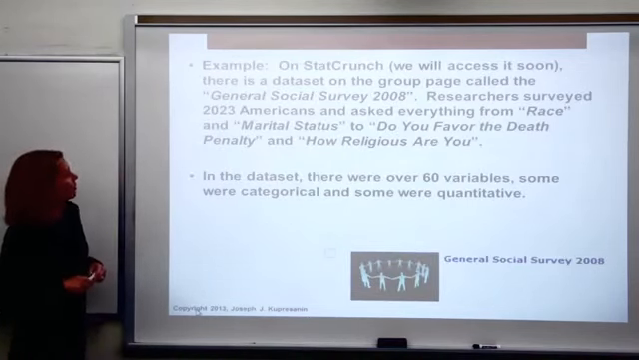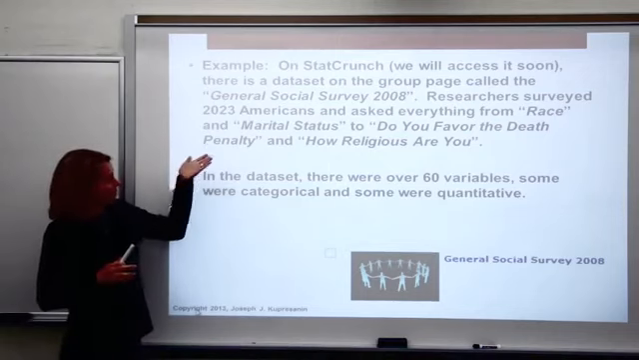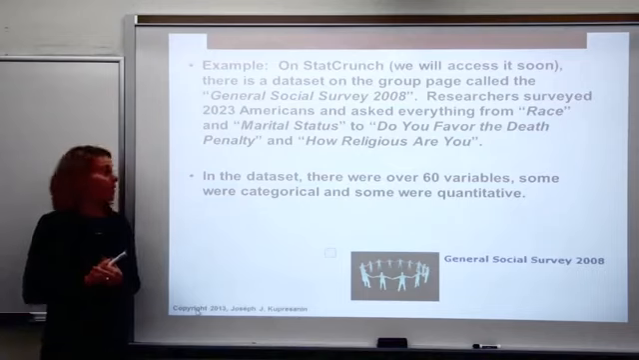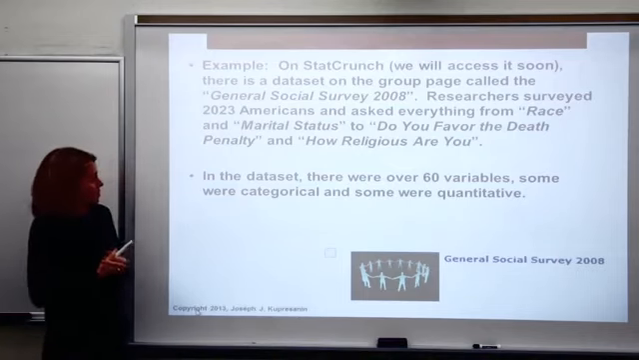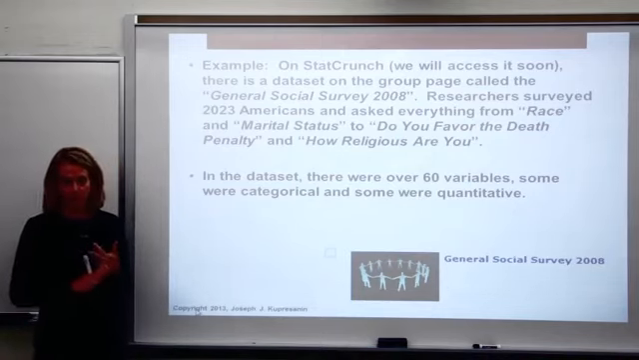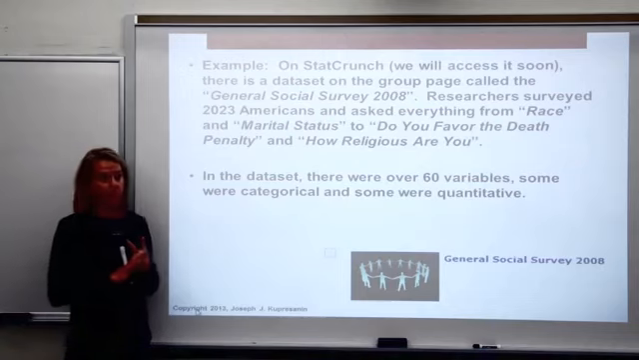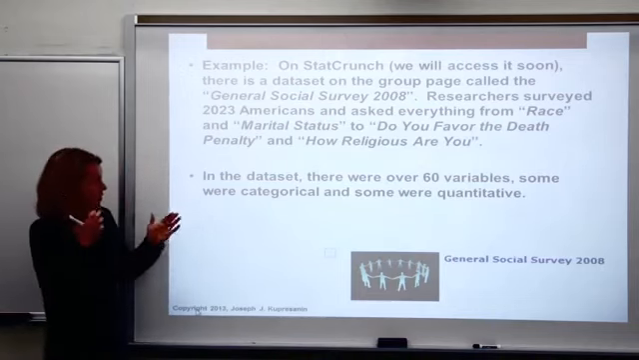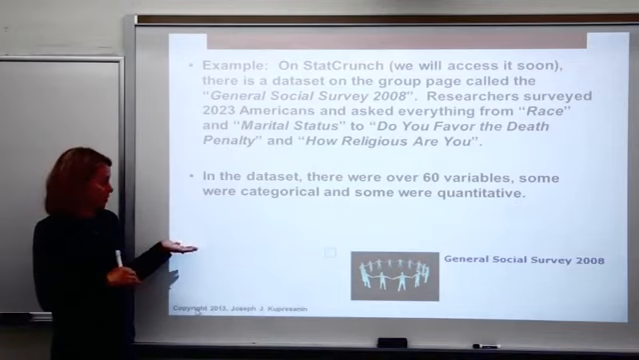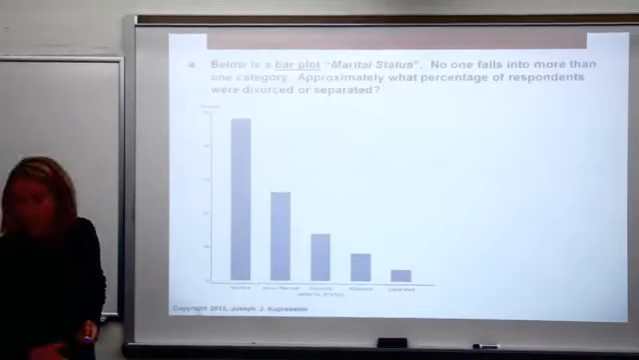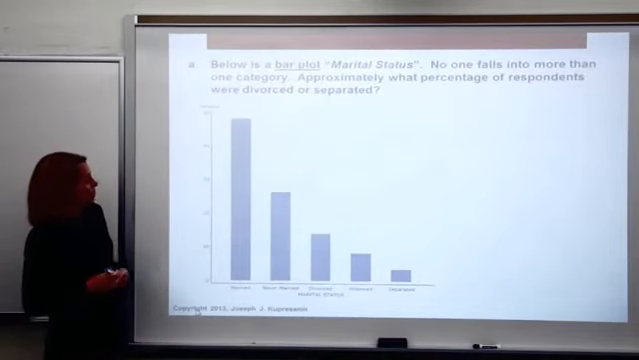Again, we'll access StatCrunch very soon in class, and when we do, there's a data set on our group page called General Social Survey 2008, where researchers surveyed 2,023 Americans and asked them a variety of questions, from their race and their marital status to whether they favor the death penalty and how religious they are. The data set has over 60 variables. Some of the variables are categorical, some are quantitative. So let's look at a few.